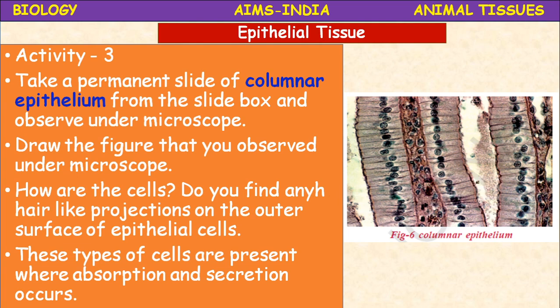Yes, on the outer surface of the epithelial cells. These types of cells are present where there is absorption and secretion, the same as cuboidal epithelium. So this is the columnar epithelium, made up of tall and slender cells like this.